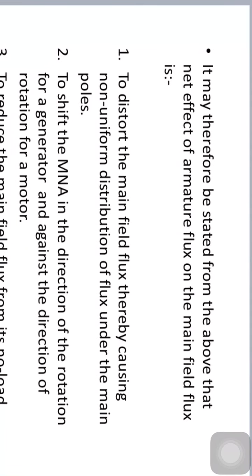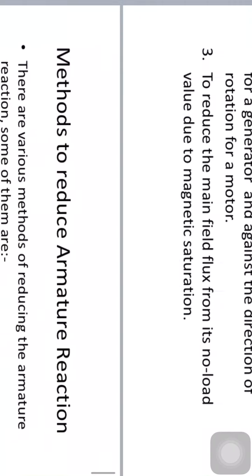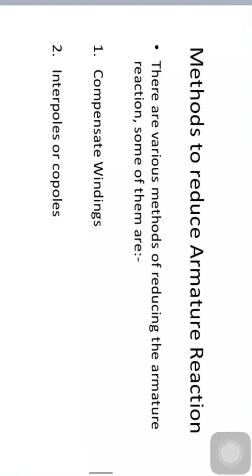Okay, and therefore the net effect of armature flux on the main field flux, once again we will see, is to distort the main field flux, thereby causing non-uniform distribution of flux under the main poles, and to shift the MNA in the direction of the rotation for a generator and against the direction of rotation for a motor, and to reduce the main field flux from its no load value due to magnetic saturation. So this is about armature reaction.